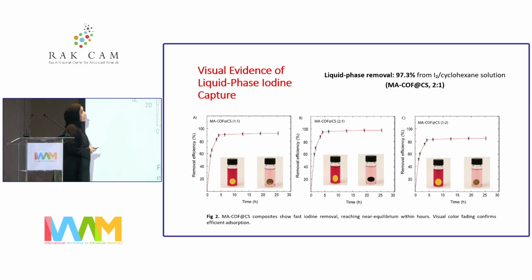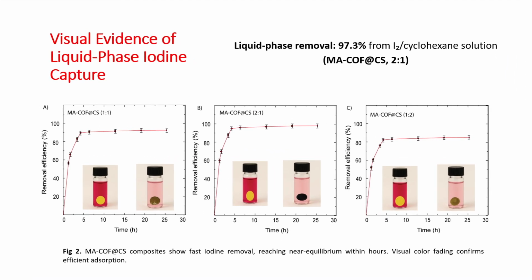We noticed the same behavior when we used this hybrid membrane to capture iodine from solution. As you see here, the hybrid material or membrane changes from yellow to black after absorption of the iodine, and the highest removal efficiency was around 97% within 5 hours.